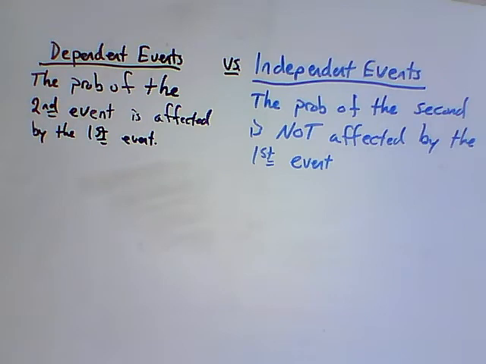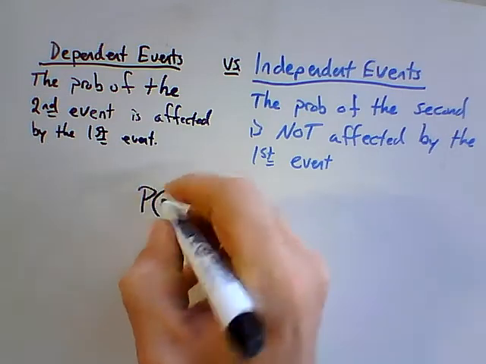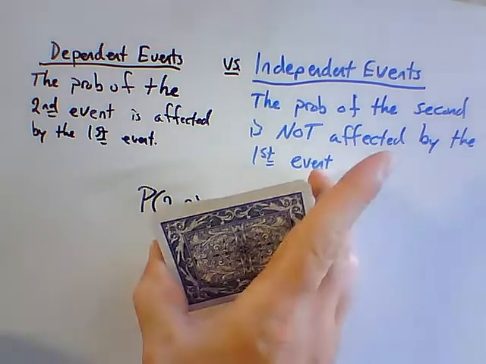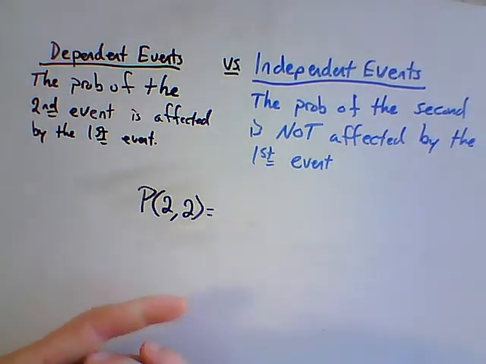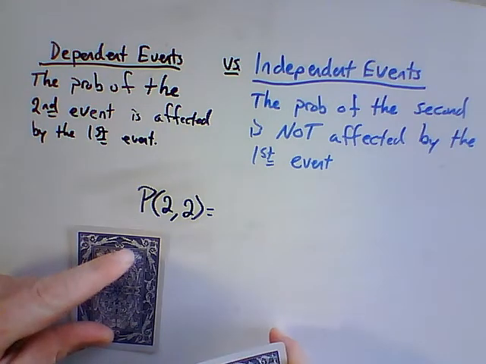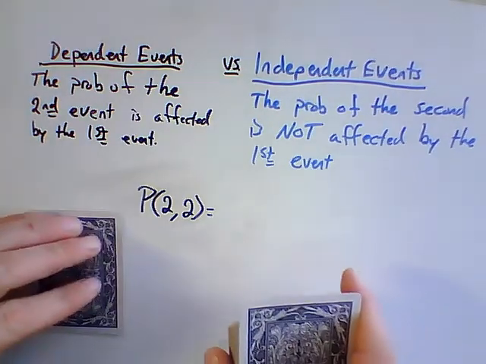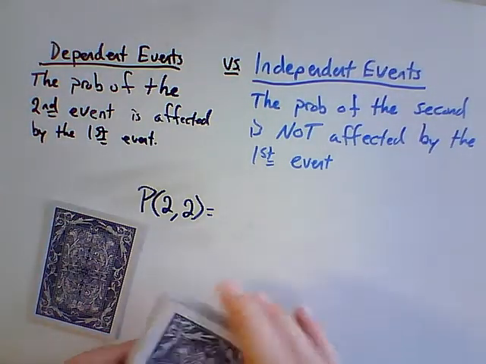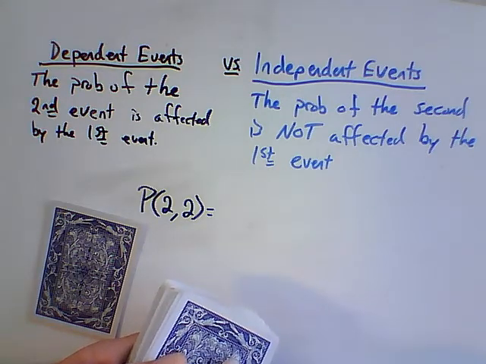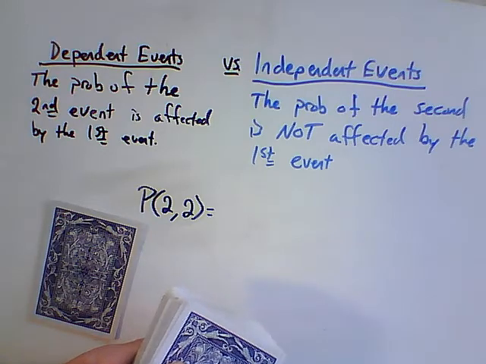Now, different example. What's the probability of drawing a 2 and then another 2 when I'm drawing from a deck of cards? If I'm drawing out cards, there's my first draw, and I leave it off to the side if I'm drawing two different cards. When I go to draw the second card, what's the probability it will be a 2? Notice we don't really know.